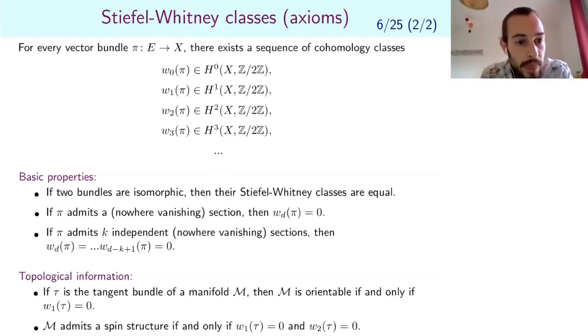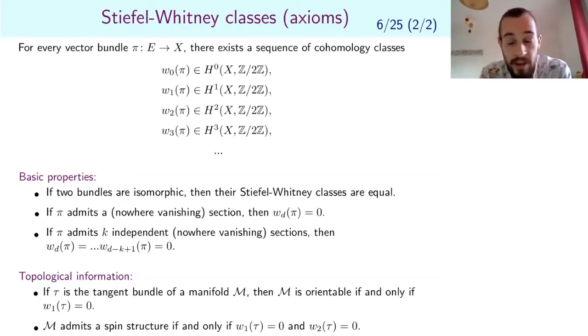So this is the most important interpretation of Stiefel-Whitney classes. If your vector bundle admits a nowhere vanishing section, then the top Stiefel-Whitney class is zero. So for instance, if you consider the tangent bundle of a manifold, a section is a vector field. So if you have a nowhere vanishing vector field, the top Stiefel-Whitney class of the tangent bundle must be zero. And more generally, if you have k independent sections, then the top k classes are zero.